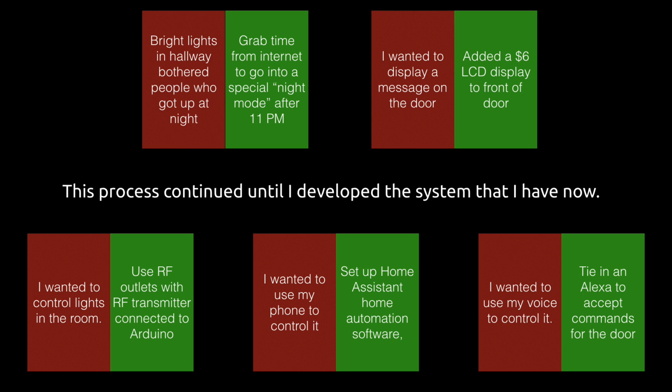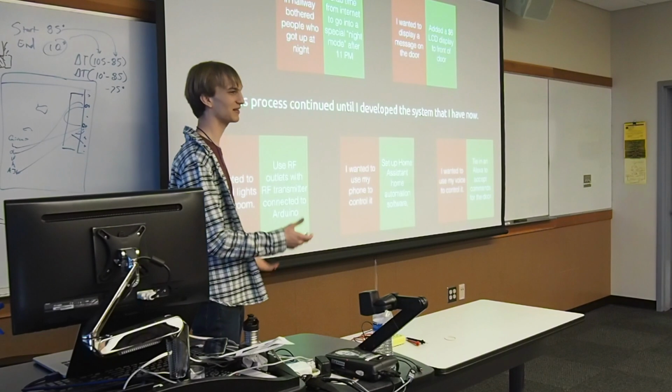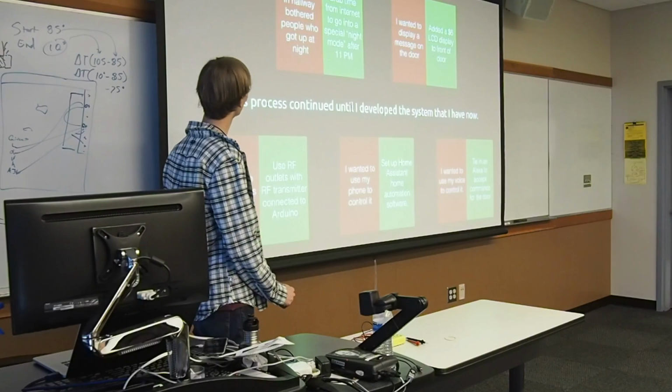That involved things like wanting to use my phone to control everything, so I needed to set up some home automation software and find a way to do that. Or maybe display a message on the door. Oh, that's kind of cool, that'd be fun. So add a $6 LCD display. That's all it costs. It's cheap.